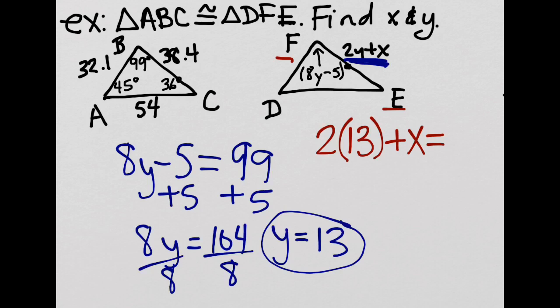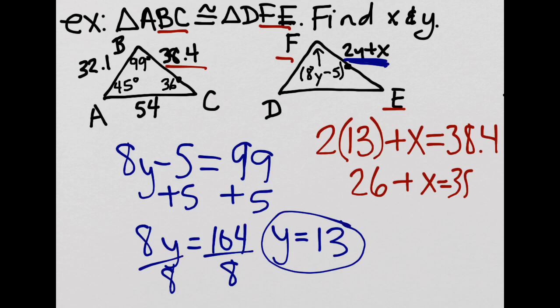So if we look at our congruency statement, FE is the second and third letter, so it must be equal to the side that has the second and third letter in the first label, so that's BC. And in this case, it's really easy to see that that's the 38.4. But it might not be so easy if they are positioned differently. So then we just solve that like we normally would, so we get 26 plus x equals 38.4. And when we subtract 26 from both sides, we should get that x equals 12.4.